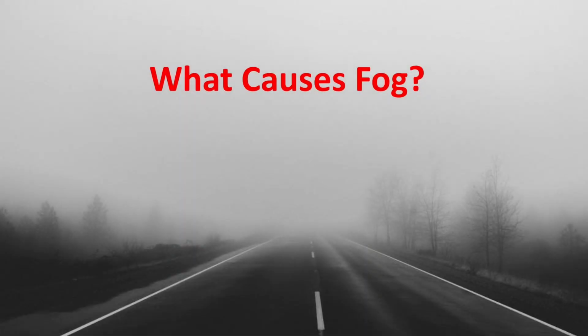Fog is one of the most common weather phenomena, yet it can also feel mysterious when it suddenly appears and reduces visibility. In this video, we'll explore what fog really is, how it forms, and why it tends to show up under certain conditions. By the end, you'll see that fog is not complicated. It's a simple result of how air, temperature, and moisture interact.